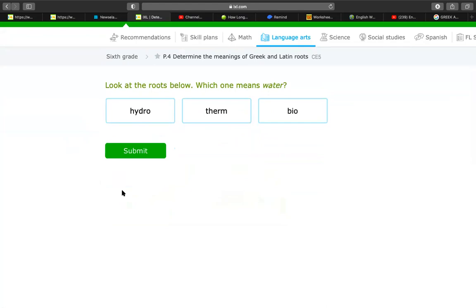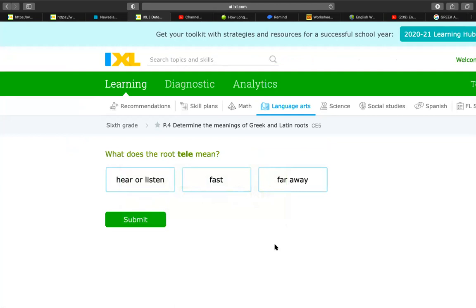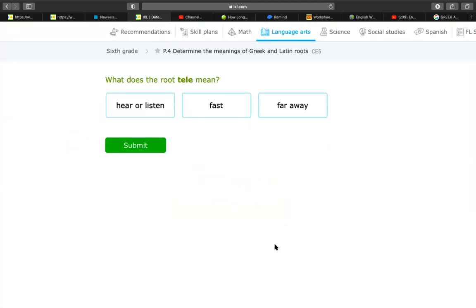Look at the roots below, we have water. Which one means water? Hydro, therm, or bio? Hydro. You think hydrant. How about star? Photo, geo, or astro? Astro. Astronaut. All right, tele, is that hear or listen, fast, far away? Hear or listen. There you go.